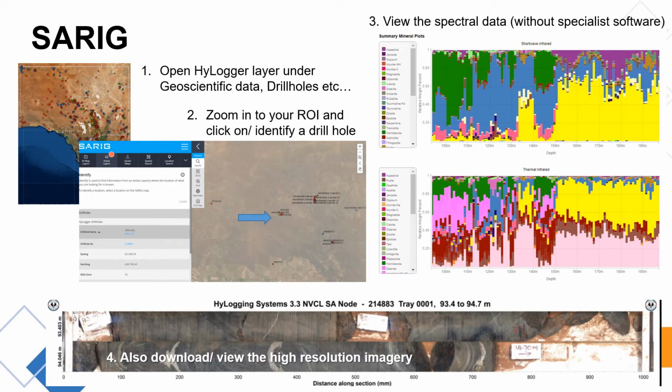So where do you find this data? Over 1300 drill holes are already available. If you hone in on SARIG, open the geoscientific data layer, under that you'll find drill holes and then the HyLogger layer. Zoom into your region of interest and identify a drill hole, where you can then view the spectral data without the specialist software. You can also download this data with the high resolution imagery.